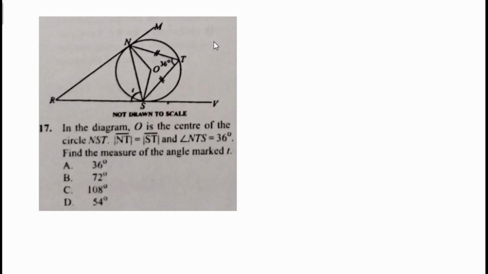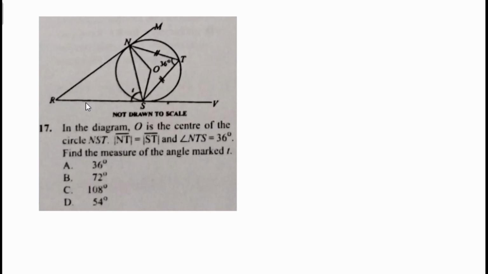Right. There are two ways by which we can solve this question. I'm going to take the shortest option since this is just an objective question. That will be based on the fact that RSV and RNM are tangents to the circle, since a tangent is a straight line which touches the circumference of the circle.